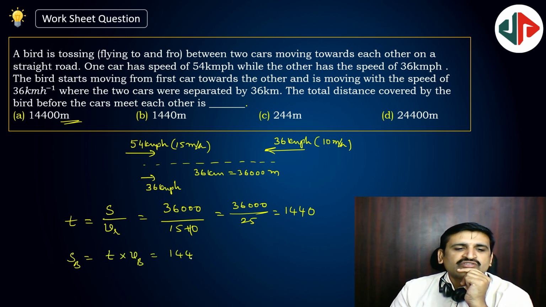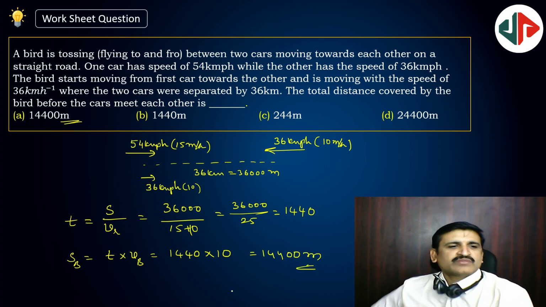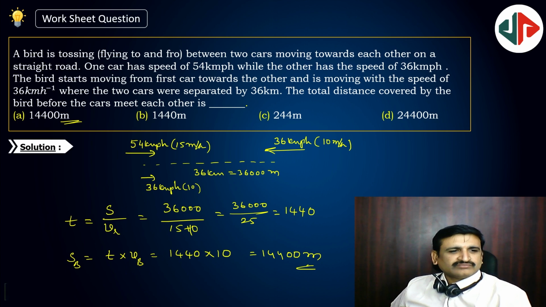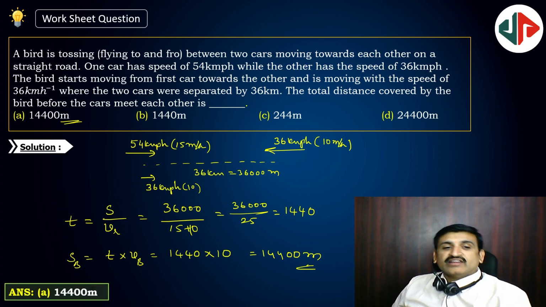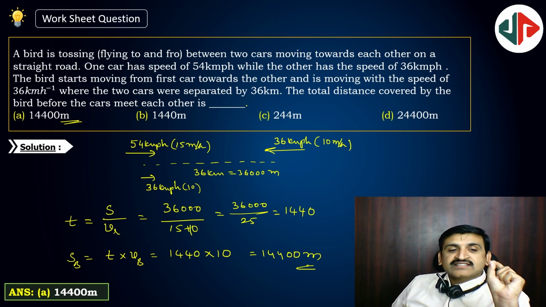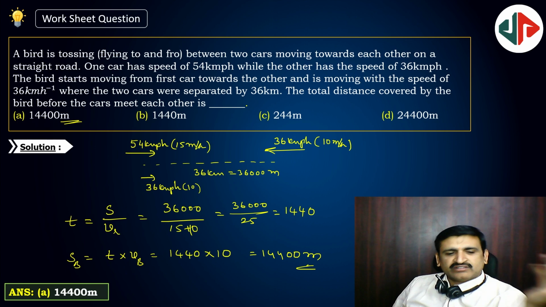Time is 1440 into velocity is 10, the conversion is 10 meters per second. So that is 14400 meters. So option A. Yes, 14400. I repeat, their meeting time is distance by relative velocity. By the time the two cars meet, how much distance will the bird move? The distance moved by the bird is equal to time into the bird's velocity. That is the logic in this question.